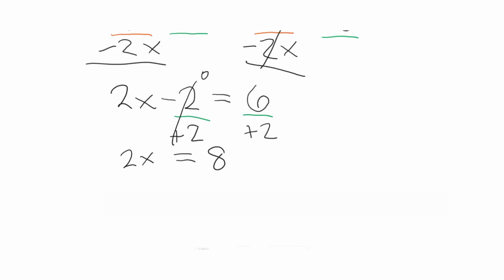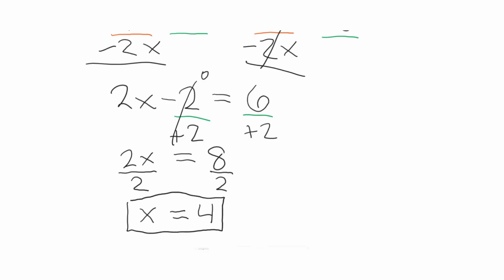So in this case, since there is a multiplication happening on this side, we want to get the x by itself. To get the x by itself, we've got to get rid of this 2. So what we can do is divide both sides by 2. 2 divided by 2 equals 1, so we're just going to get 1x by itself. And on the other side, we're just going to do 8 divided by 2, which will give us 4. And there we go, we have our answer.